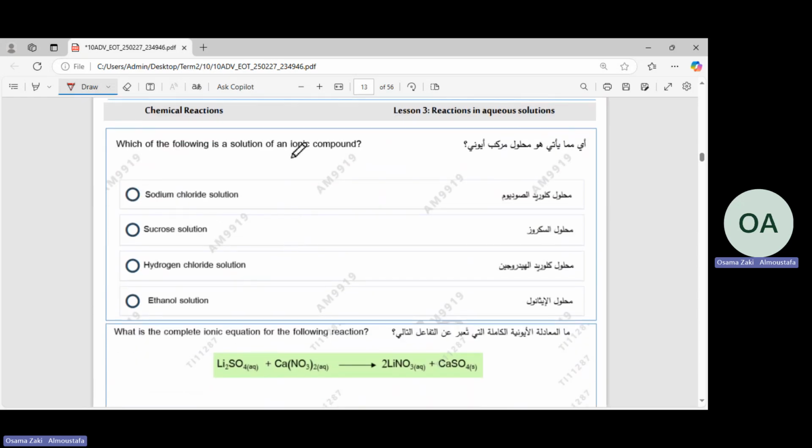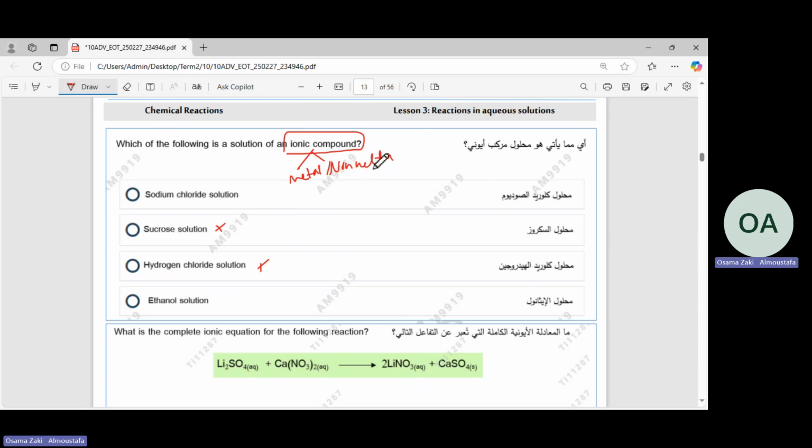Which of the following solutions is an ionic compound? Ionic compound. Sucralose is not, because this is a covalent compound, so this is not correct. They said here hydrogen chloride, not correct. Ethanol, not correct. How do you know? By the way, an ionic compound is made up of what? Of metal and non-metal.